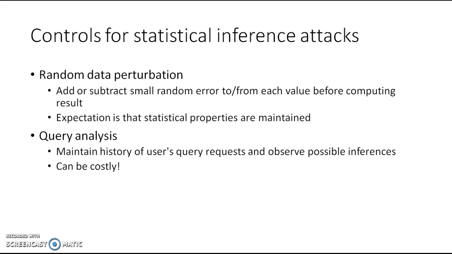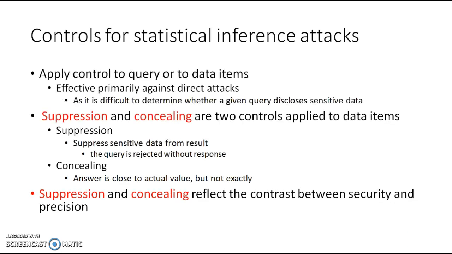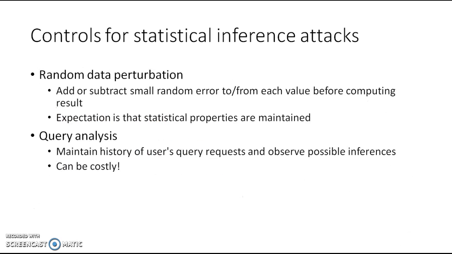This is very important for an information security specialist. If you are an information security specialist in an organization, and one of your responsibilities is operating system security, network security, or policy, you also have responsibility for the database. So you must control all these things: query analysis, random data perturbation, random sample, combined results, the N item K percent rule, suppression and concealing, which is between security and precision, and statistical inference attack. So these were the different items which we discussed here.